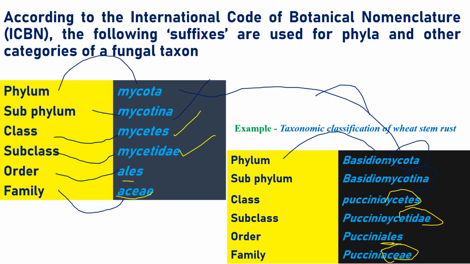They will ask what the suffixes or standard endings of phylum, subphylum, class, subclass, order or family are. Phylum always ends with -mycota, subphylum always ends with -mycotina, class always ends with -mycetes, subclass always ends with -mycetidae, order ends with -ales, and family ends with -aceae.